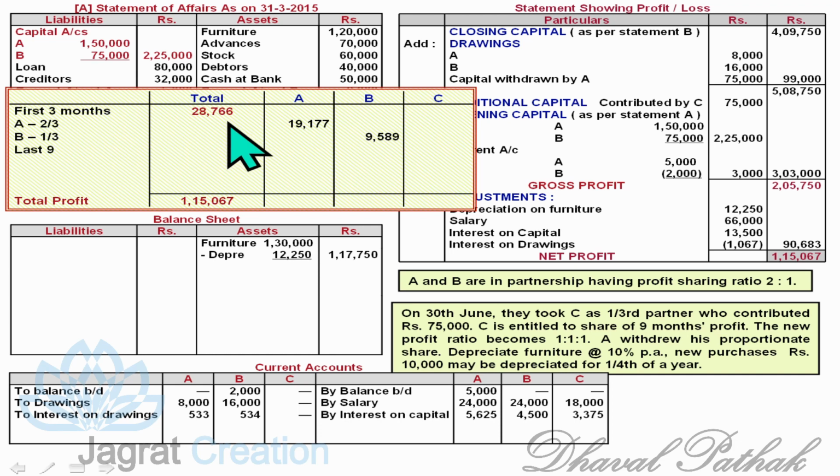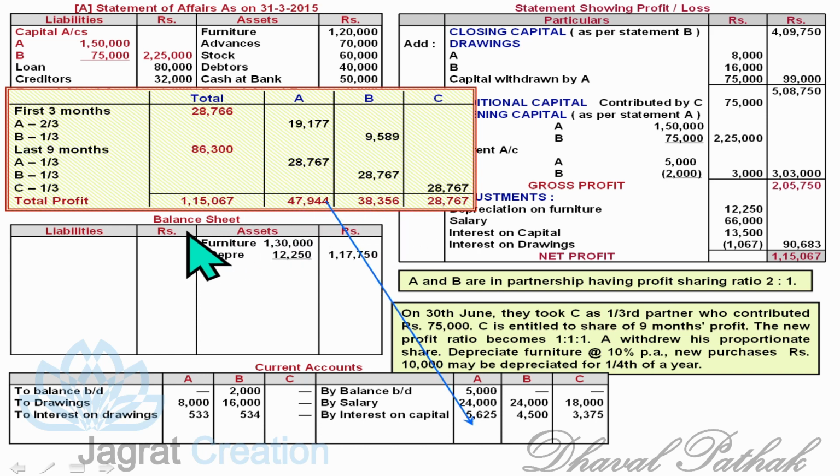Now the profit of the last 9 months will be 1,15,067 into 9 by 12, which is 86,300. This will be distributed equally amongst the partners. Share of A 1/3, share of B also 1/3, share of C is also 1/3. Now this is the total share in profit of A, this is the total share in profit of B, and this is the share of C in profit. Now the share in profit is transferred to the current capital accounts of A, B and C. This is how profit distribution takes place.